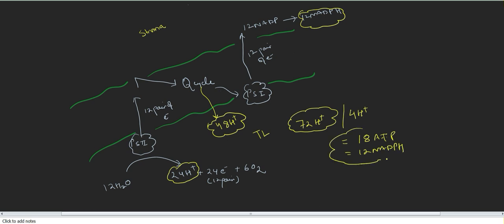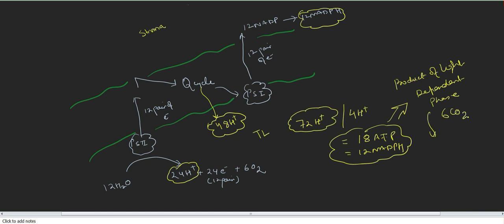are the products of the light dependent phase, which are further utilized to reduce 6 molecules of CO2 to produce C6H12O6 in the dark reaction.